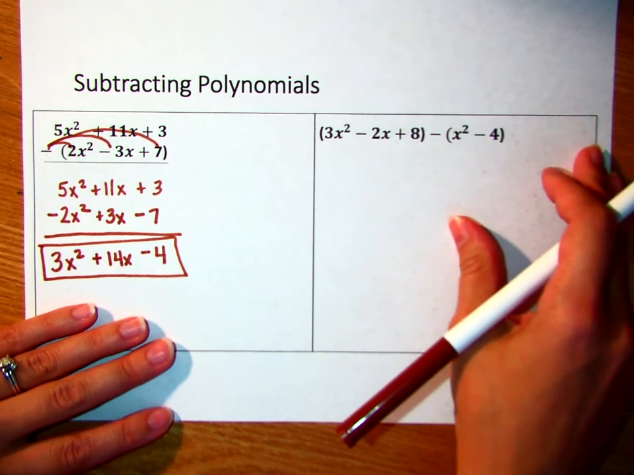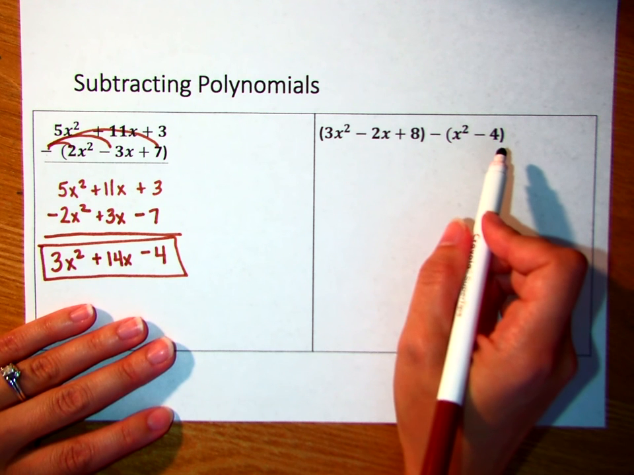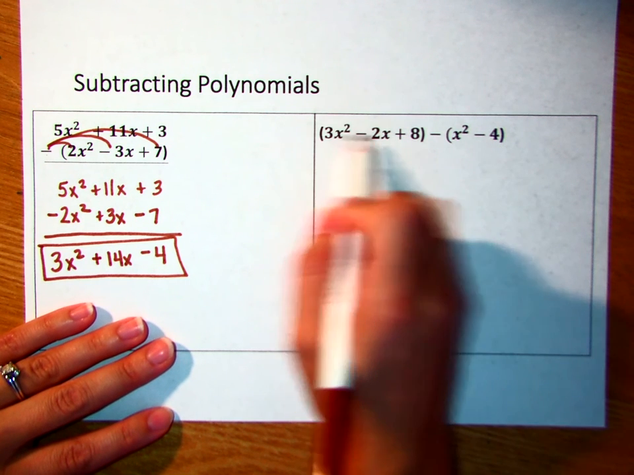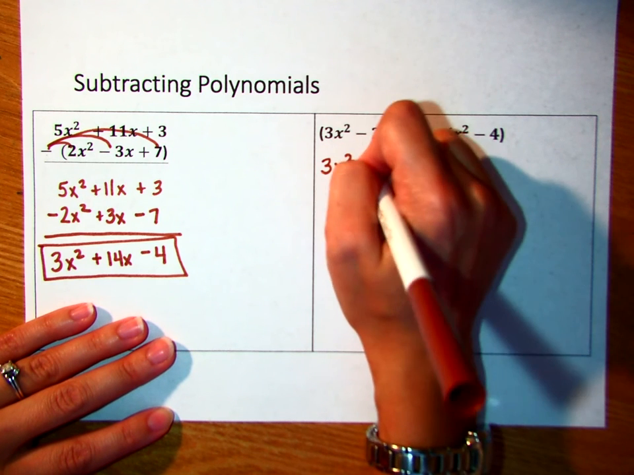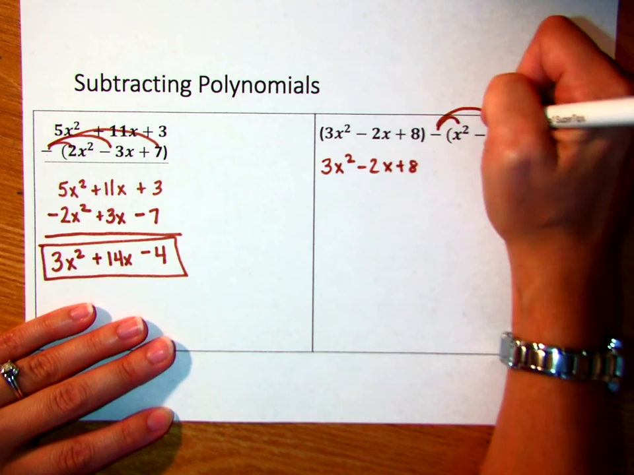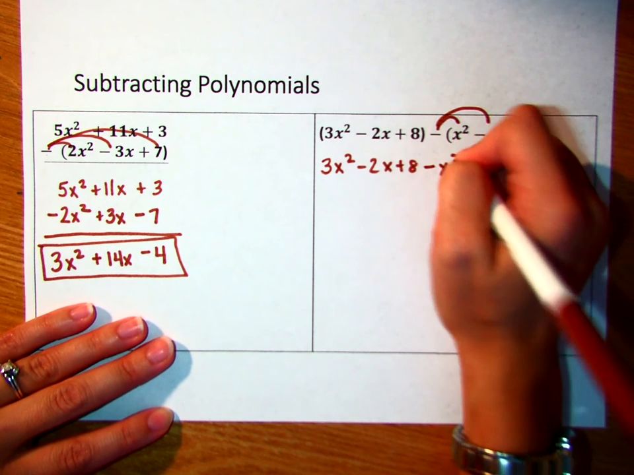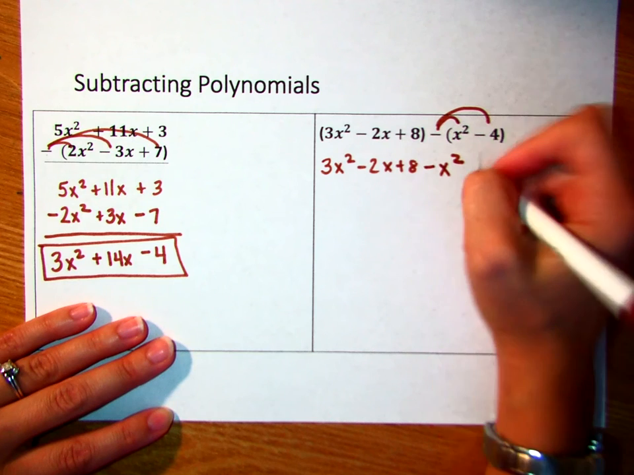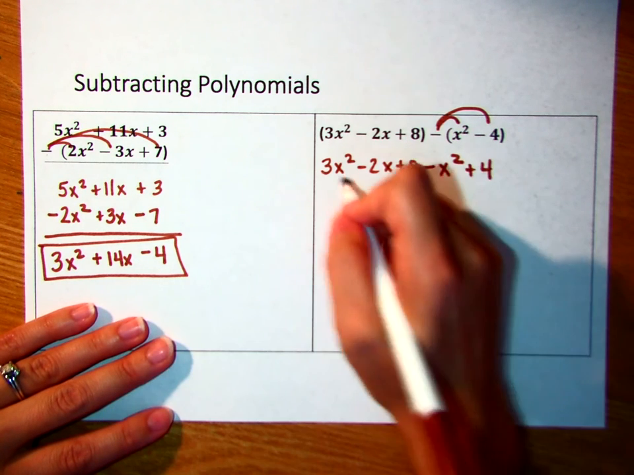Now, look at that compared to this problem here where we're dealing with our horizontal subtraction. What I suggest for my students to do is there's nothing going on outside this parentheses, so let's go ahead and take it out. 3x squared minus 2x plus 8. But we do want to go ahead and distribute this to both pieces. So the negative with the x squared is negative x squared, and negative with a negative 4 makes it a positive 4. Now we're ready to look for like terms.